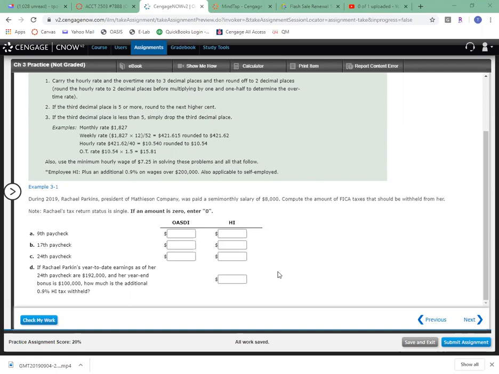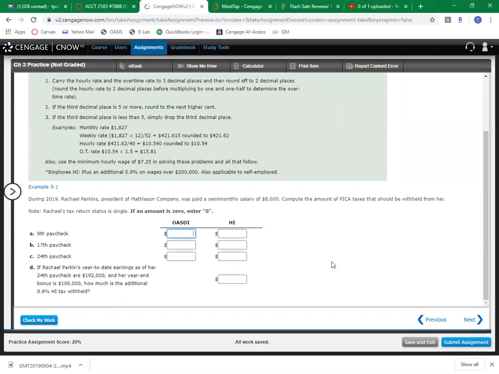The 9th paycheck is pretty easy. What I always look at is we want to make sure she hasn't reached the wage limit for withholdings under OASDI. Her 9th paycheck will put her gross pay to date at 9 times 8,000, or $72,000. At that point, she's not near the limit. So her taxes are just going to be 6.2% of 8,000 for OASDI and 1.45% for HI. I calculated those as $496 of Social Security and $116 for Medicare.